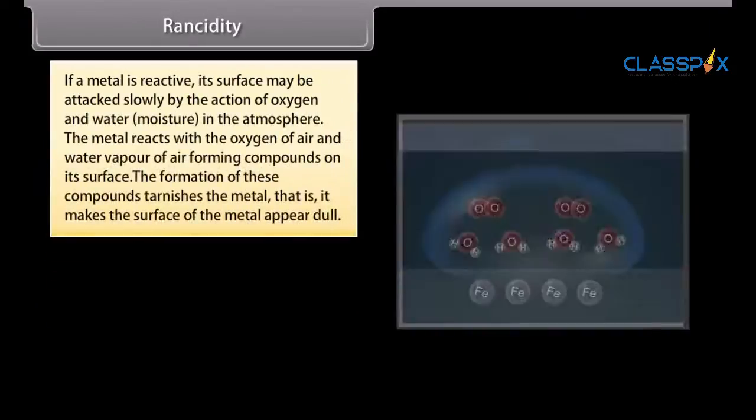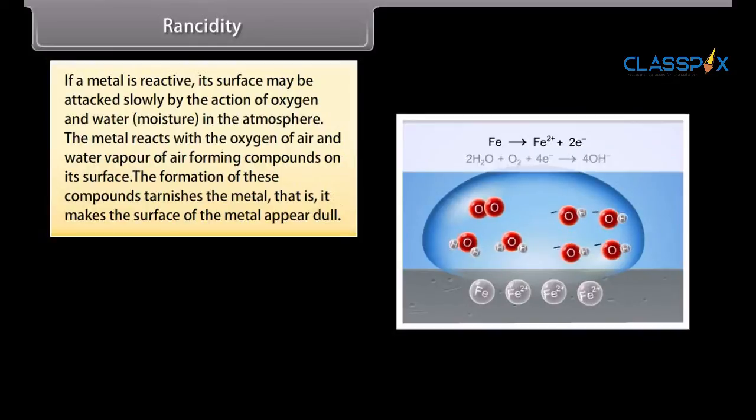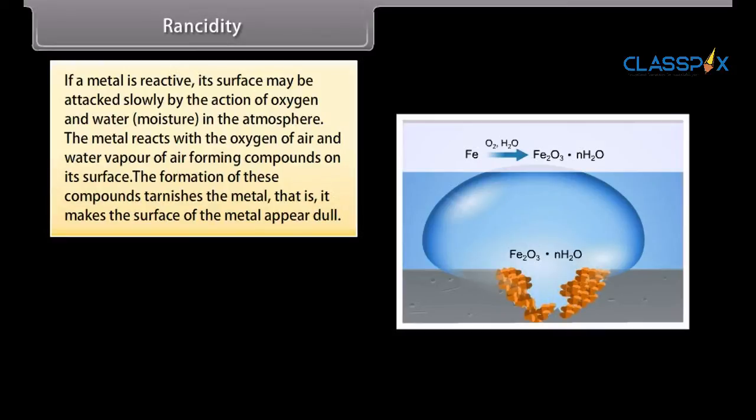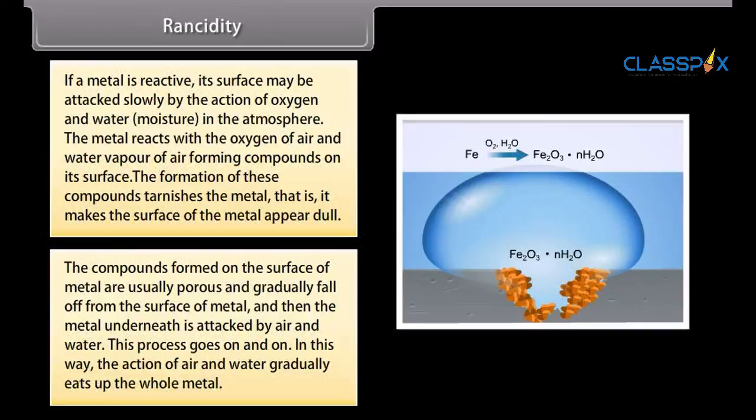Rancidity. If a metal is reactive, its surface may be attacked slowly by the action of oxygen and water in the atmosphere. The metal reacts with the oxygen of air and water vapor of air, forming compounds on its surface. The formation of these compounds tarnishes the metal. That is, it makes the surface of the metal appear dull. The compounds formed on the surface of metal are usually porous and gradually fall off from the surface of metal, and then the metal underneath is attacked by air and water. The process goes on and on. In this way, the action of air and water gradually eats up the whole metal.